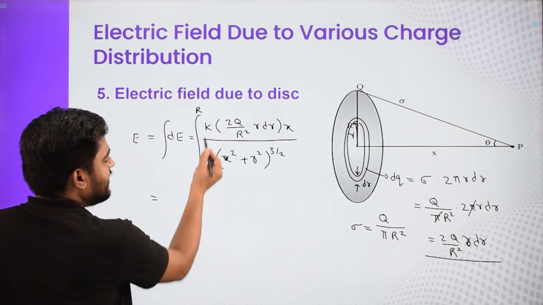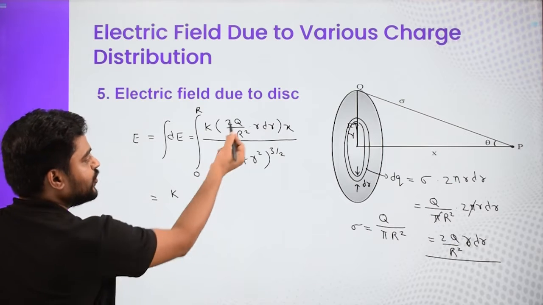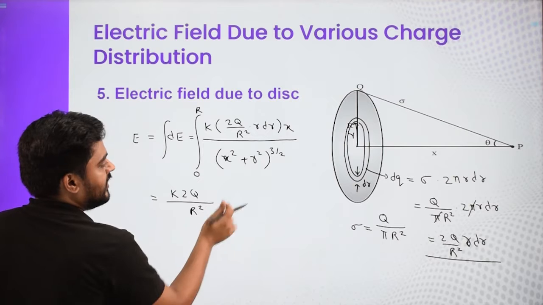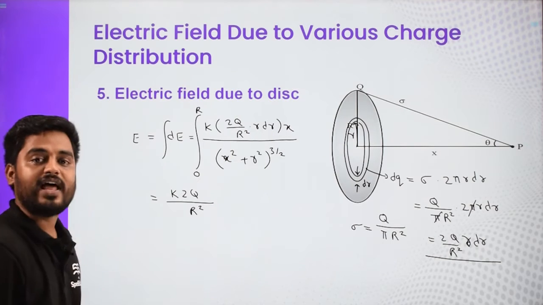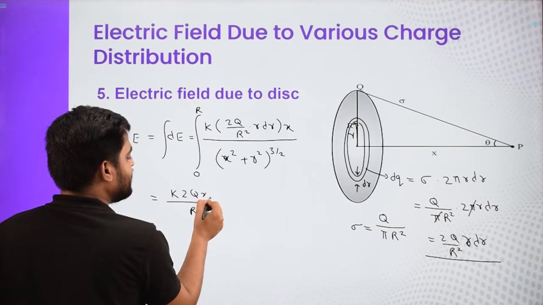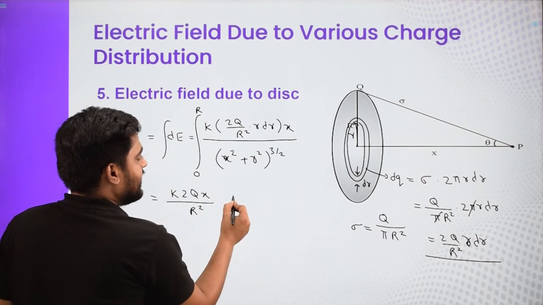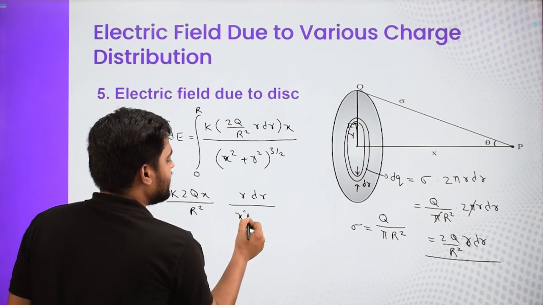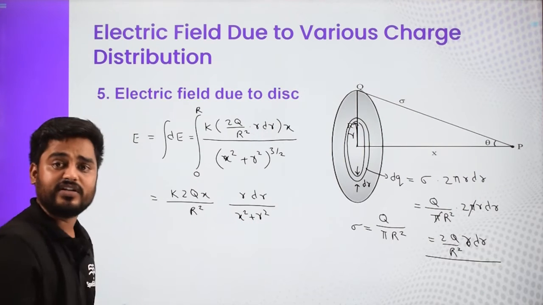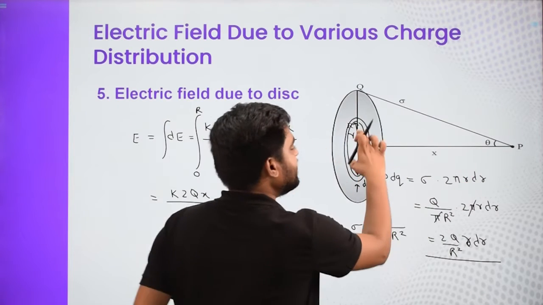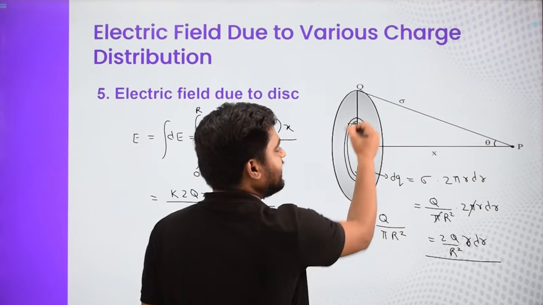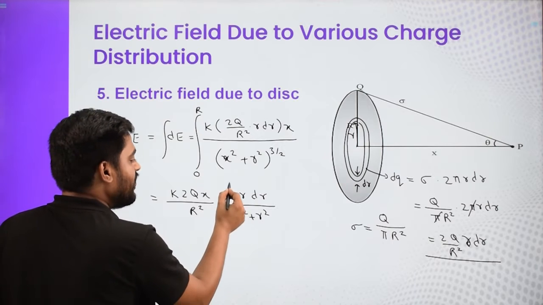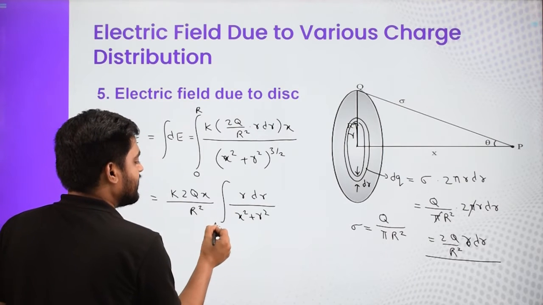So k is a constant which will come out. 2Q is a constant. R square is a constant. And here our small r is a variable. This x is also constant, so it will come out. And this is r dr divided by (x square plus r square) raised to power 3 by 2. Remember, this x is not a variable. x is this distance. Whether you take this ring or a bigger ring, this distance is always x. So x is a constant. And now the integration of that is from 0 to R.